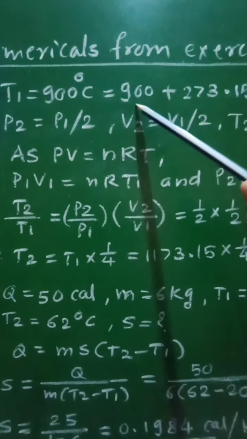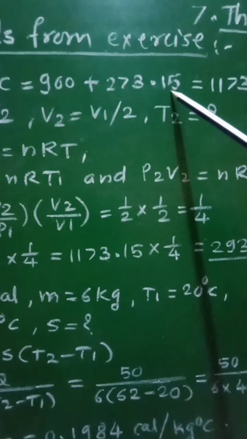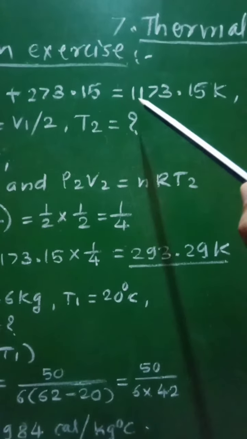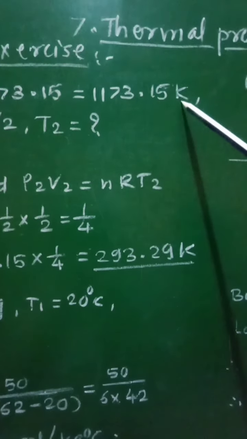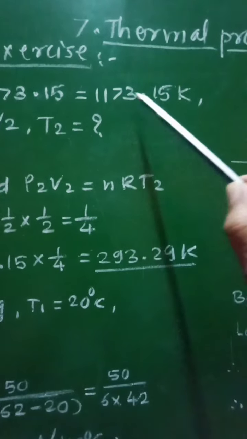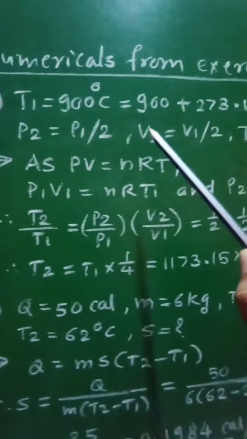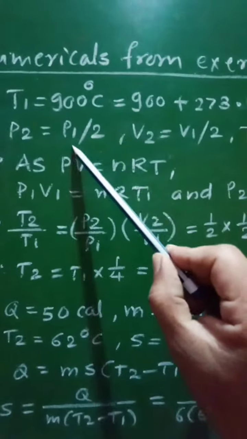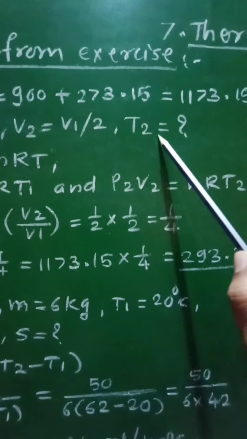Celsius, which is equal to 900 plus 273.15 in terms of Kelvin, which comes out to be 1173.15 Kelvin. Then pressure P2 is equal to P1 by 2. Similarly, volume V2 is equal to V1 by 2, because both pressure and volume are halved, and we have to find out final temperature T2.